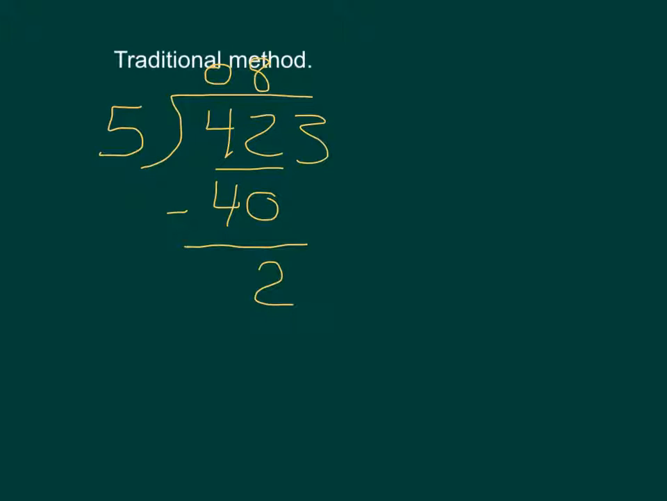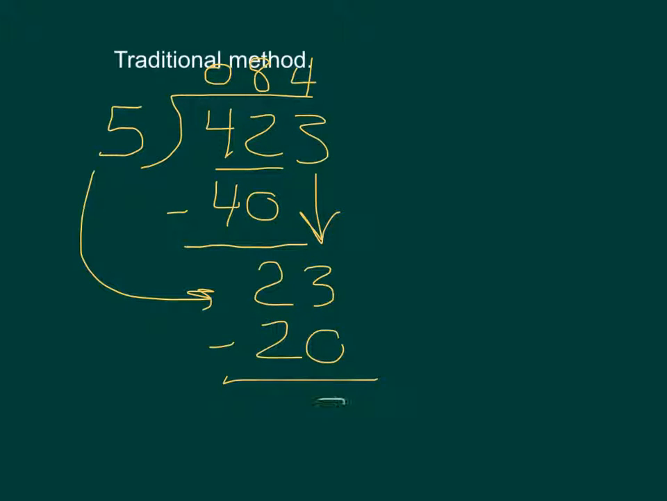And now this last digit I bring down next to this number, and that gives me 23. So I think, how many times does 5 go into 23? Well, 5 goes into 23 4 different times. 5 times 4 is 20. And I subtract, and I'm left with 3. I have no more numbers to pull down, so I would write this up as remainder 3. So my answer would be 84, remainder 3.